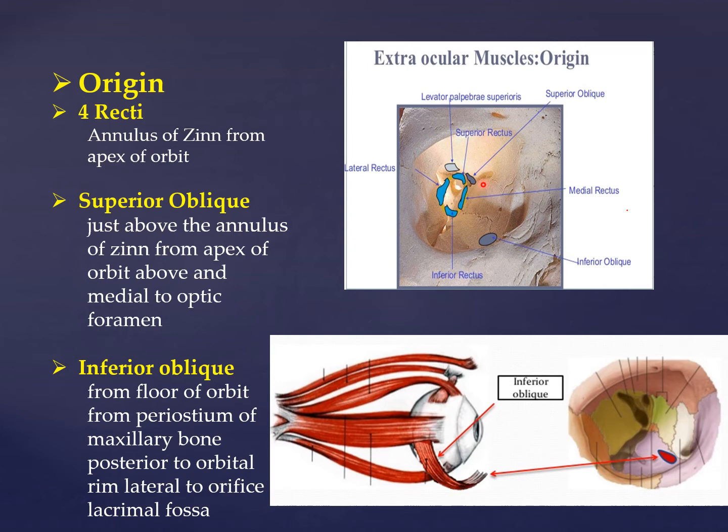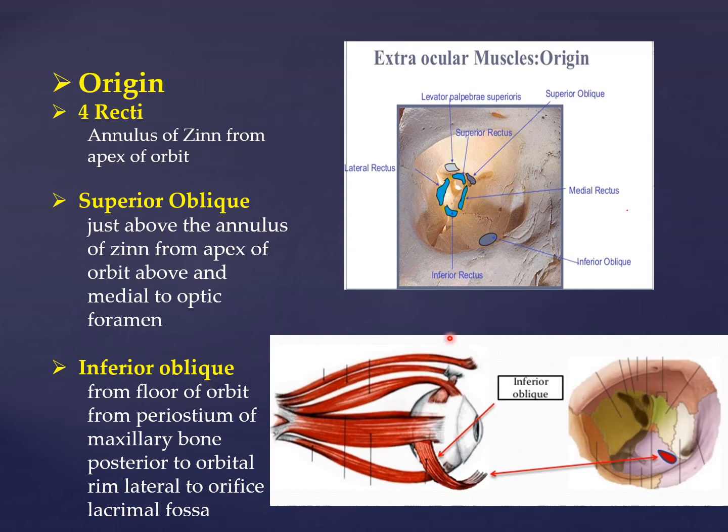Superior oblique also originates from the apex of the orbit from the body of the sphenoid bone just above the annulus of Zinn. This is the annulus of Zinn and this is the origin of superior oblique. See, this one is the superior rectus, this one is the medial rectus, and the superior oblique originates in between the superior and the medial rectus just above the annulus of Zinn. So 5 of the extraocular muscles arise from the apex of the orbit.